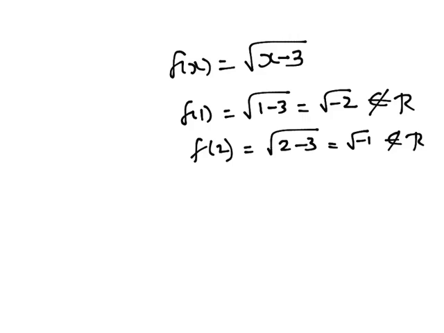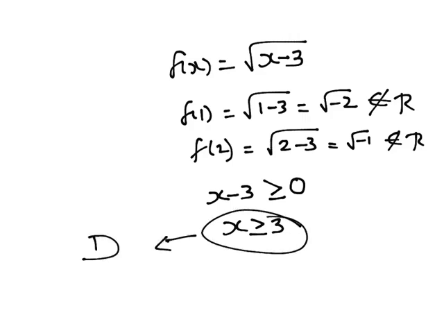Very simple. Whatever is inside the square root, for example, x minus 3, okay, this should be greater than or equal to 0, isn't it? For it to be a real number. That means x has to be greater than or equal to 3. So that is the domain. So the domain is all real numbers greater than or equal to 3. Okay, let me take another function.